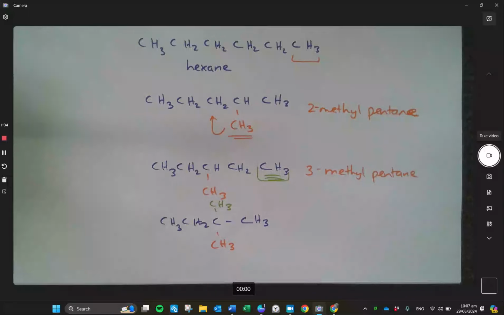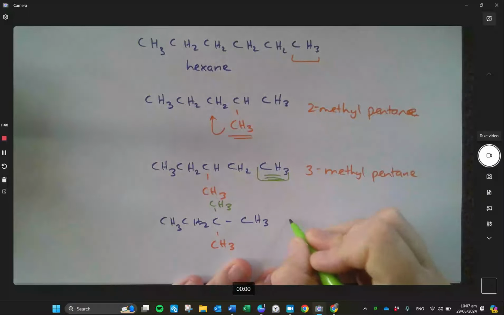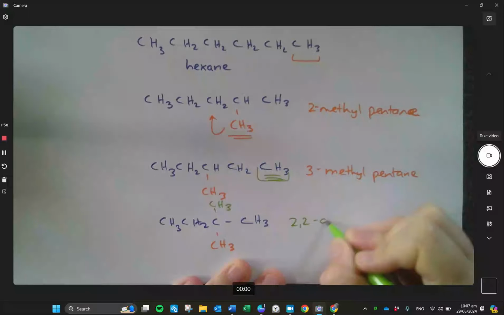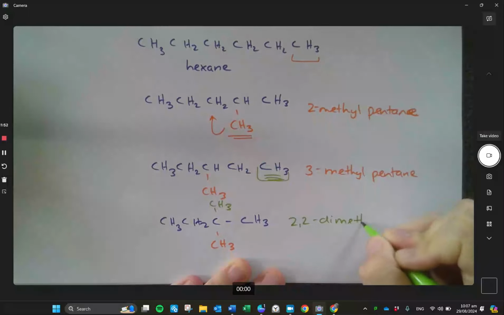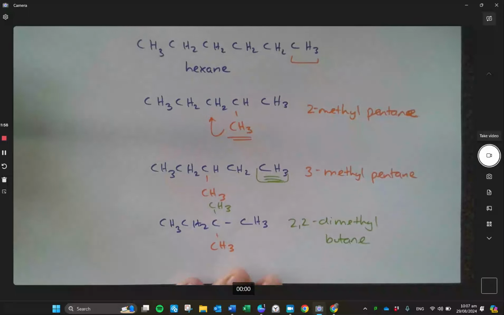Again, always name your molecule because it helps you make sure you don't make the same thing twice. So this is 2,2-dimethyl, in this case butane. Cool. Now we know there's 5, so currently there's 1 more molecule.